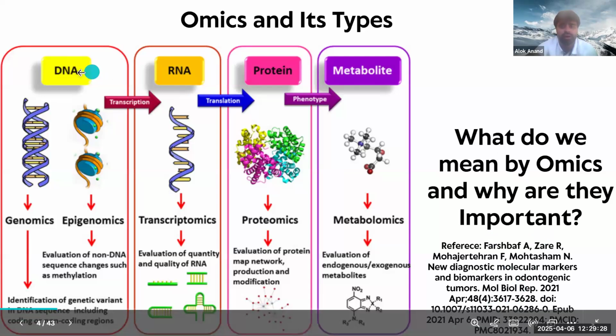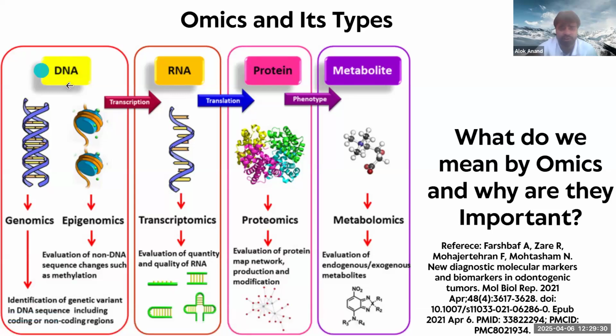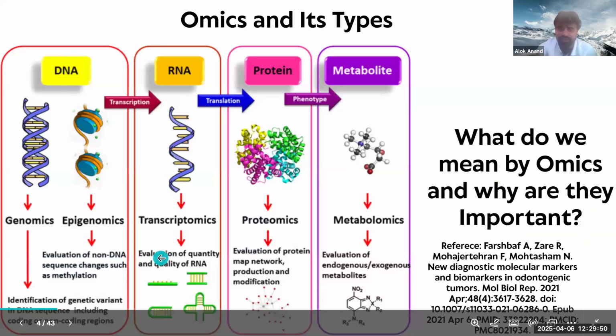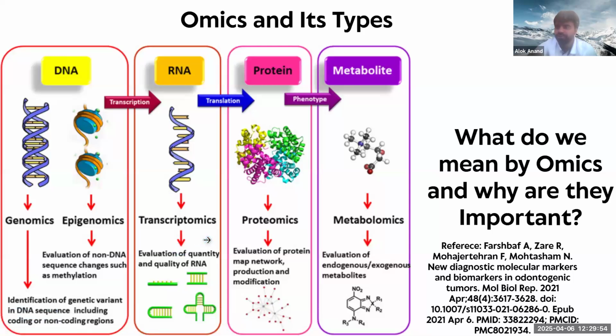This is the central dogma: DNA replicates to DNA. Then this DNA gets transcribed to the RNA, and RNA gets translated to the protein. And from there we go to the metabolite level, basically. So when we study at the DNA level, it is named genomics. And genomic study helps you to identify genetic variants in the DNA sequence, including coding and non-coding regions.